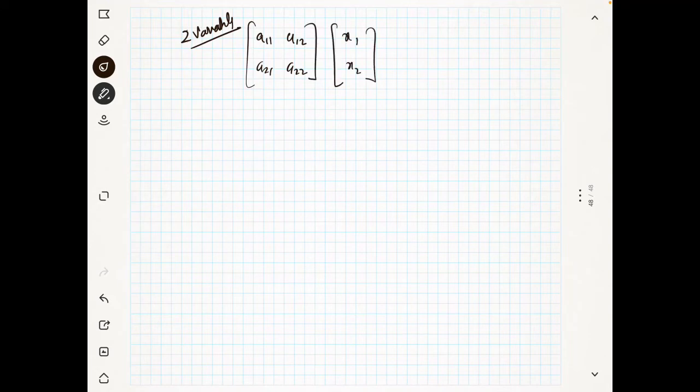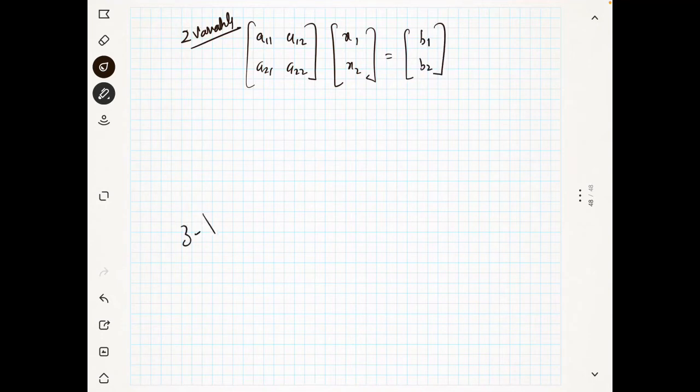So before that we will again see some equations of 3 variables. I told you what we mean by equations of 2 variables. For example, you can write A11, A12, A21, A22. This is the A matrix. You have 2 variables, x1 and x2, which is equal to some b1 and b2. This is the 2 variable equation.